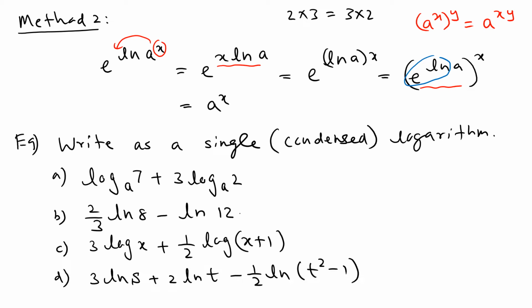The first one is A, which is log a 7 plus 3 log a 2. B, 2/3 ln 8 minus ln 12. The second is ln, that means a natural log. And the third one, C, 3 log x plus 1/2 log x plus 1. In this case, it's a log 10, or the common logarithm. This is the base 10. And then the D is 3 ln s plus 2 ln t minus 1/2 ln t squared minus 1. So let's do them one by one.